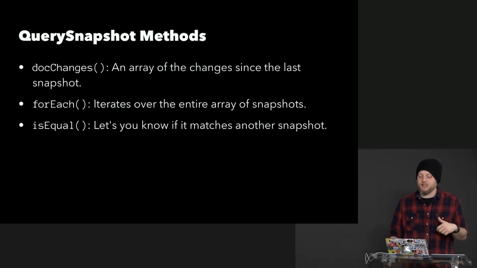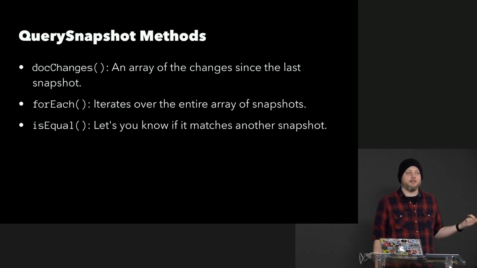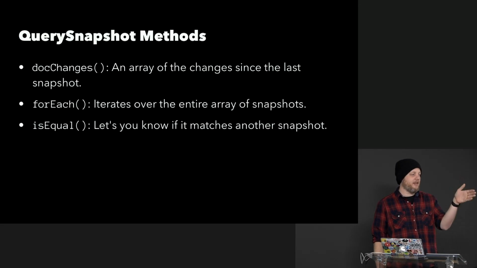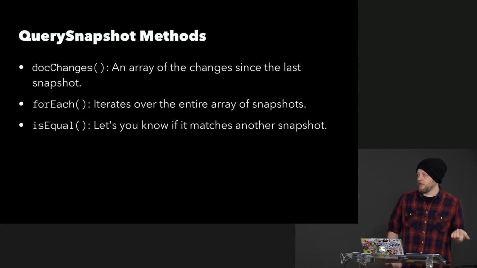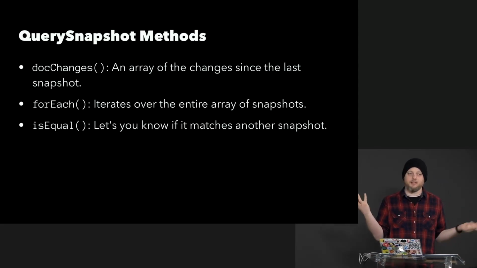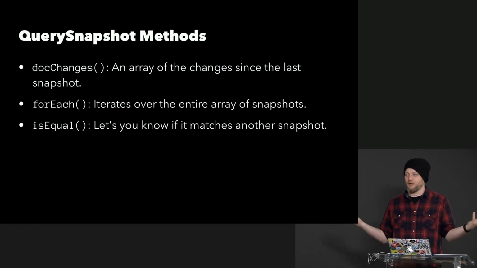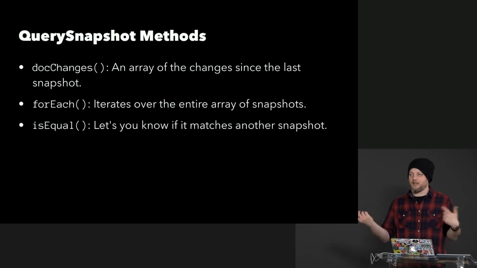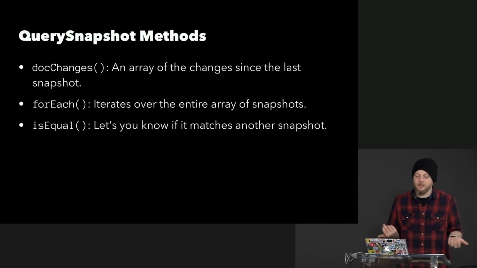There are also some methods. The methods are docChanges. This will actually fire an event, basically added, removed, or updated, and give you a document. forEach will let you iterate through. Then isEqual lets you take another query snapshot and see if they're equal. Because we know that in JavaScript you can take two objects, or two arrays, that look pretty much the same but are not equal. This will actually compare them to see if they are theoretically the same documents.